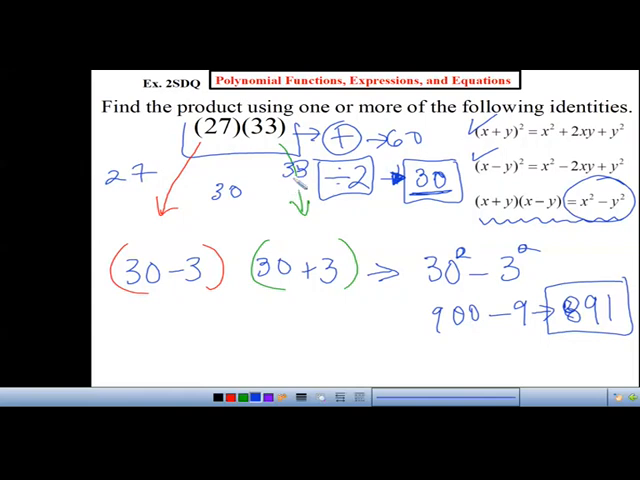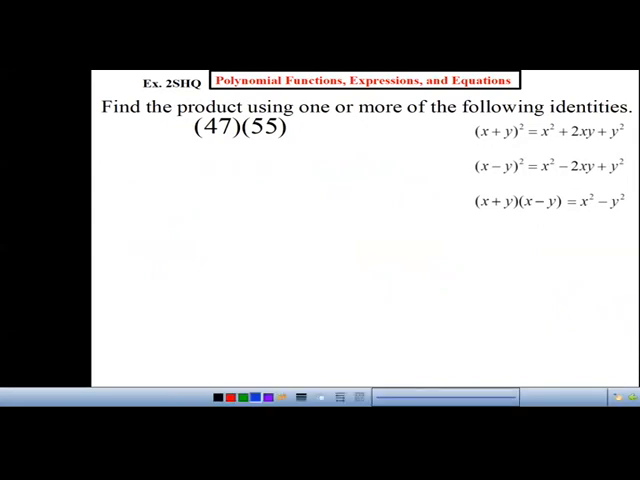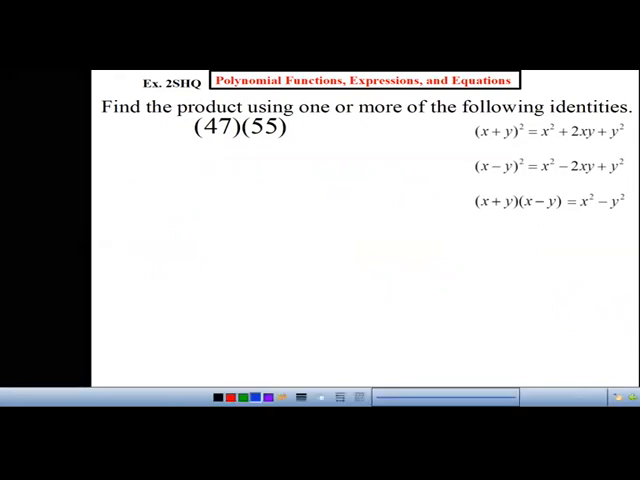All right. So, your ticket out. There you go. 47 times 55. Make sure you make it look like this last one. Let's see what you get. And I'm going to call on someone. If they get it right, we're done. If not, we do 2 more. Yeah, let's go.